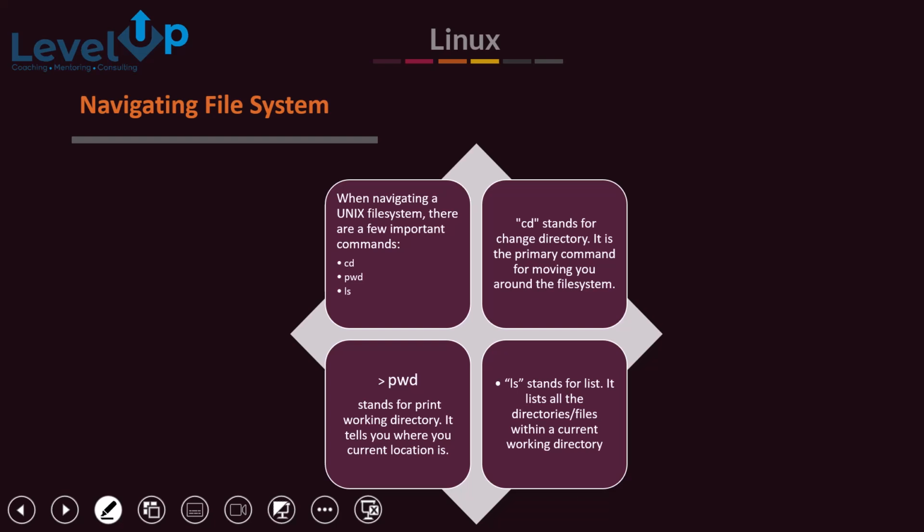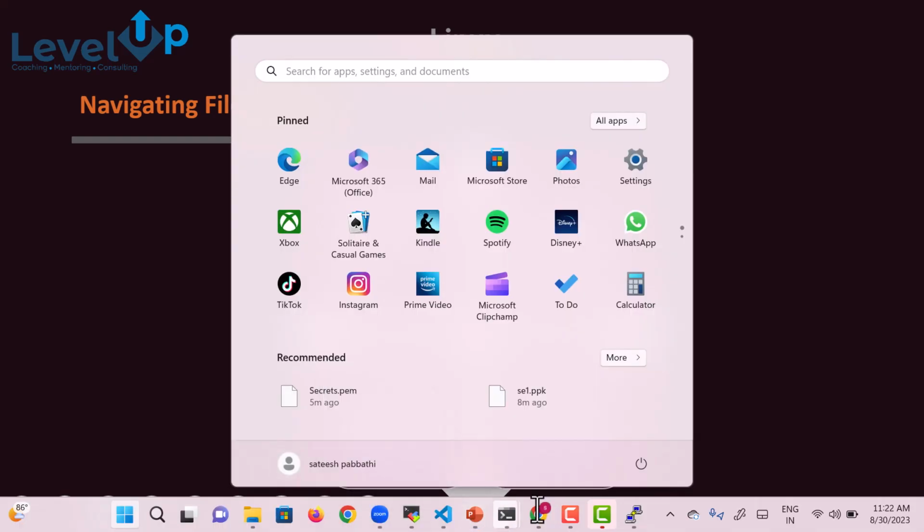What do I mean by moving in and out? It means going into a directory and coming out of a directory. If you want to know which directory you are in, you use pwd. pwd is the command used to see where you currently are. And ls lists the directories and files. Let me go to my console and let us see those things.